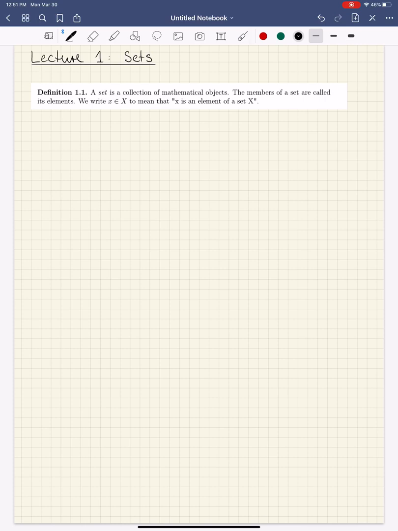Okay, so we'll start with the first definition, which is the definition of a set. A set is just a collection of mathematical objects, and the members of a set we call elements. We write x ∈ X to mean that x is an element of X. Another notation we should all be aware of is the following.